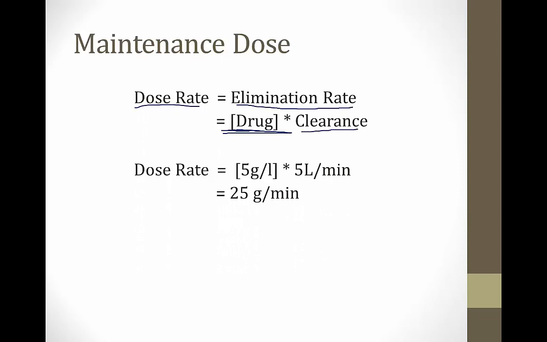So for example, if we wanted a concentration in the body of 5 grams per liter, and we knew that the clearance of the drug was 5 liters per minute, we would just multiply these 2 numbers by each other, and we would get that we need a dose rate of 25 grams per minute to maintain this level of 5 grams per liter inside the body. And this is the dose required to match the elimination rate.